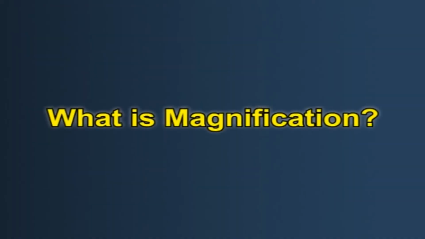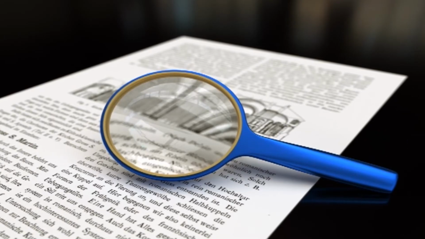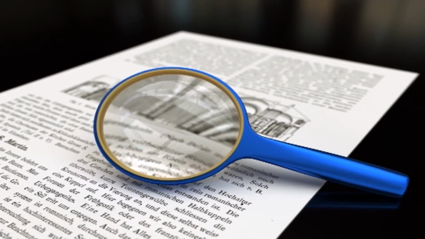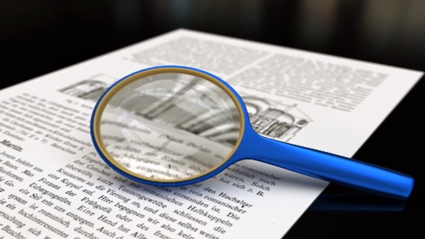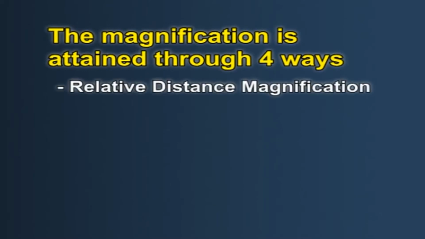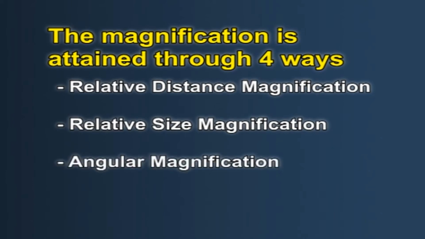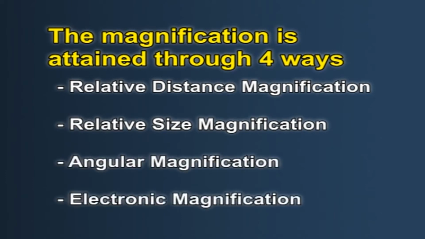What is magnification? Magnification is the process of enlarging something like an object or print only in appearance, not in physical size. The aim is to stimulate more retinal cells, allowing an image to be perceived. The magnification is attained through 4 ways: relative distance magnification, relative size magnification, angular magnification, and electronic magnification.